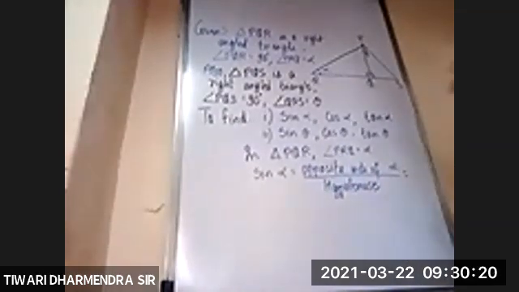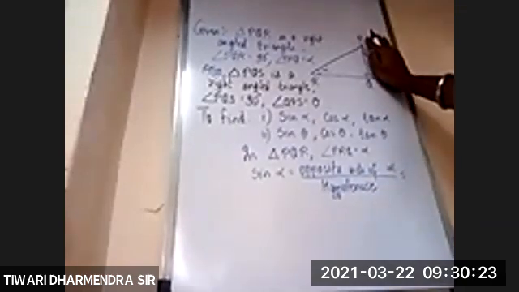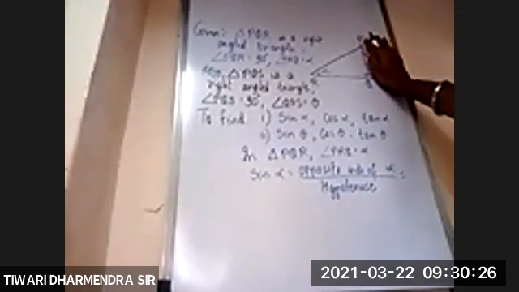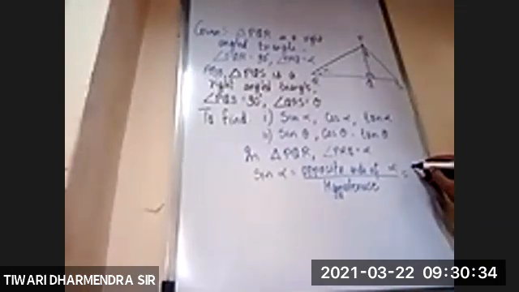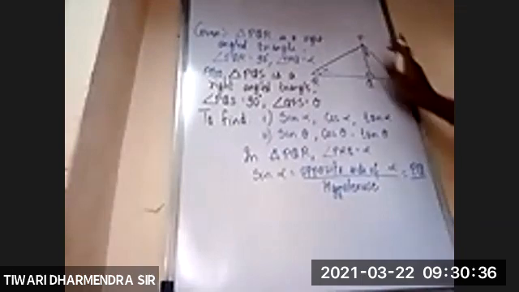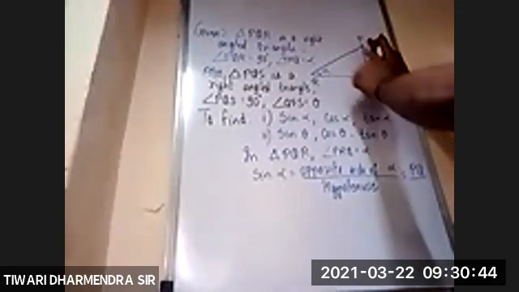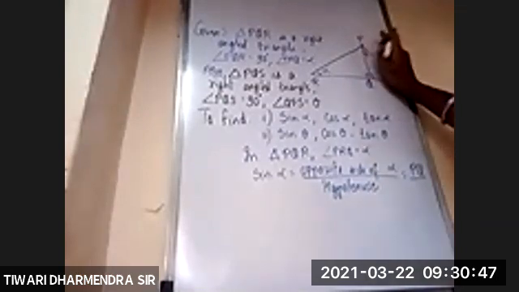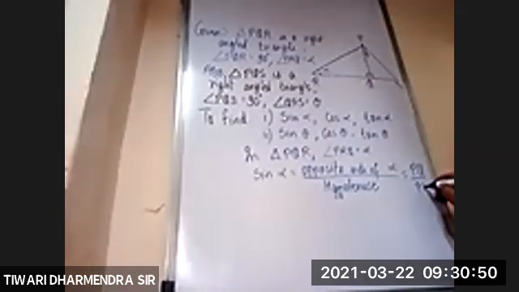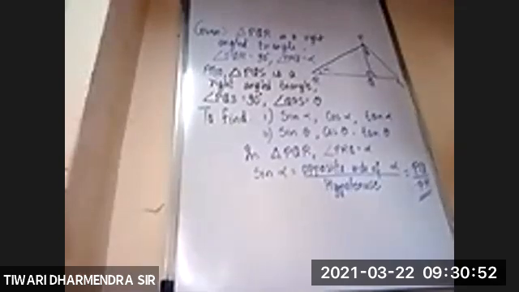So opposite side of alpha, just hide this triangle PQS. You can see side opposite to angle alpha is PQ, divided by hypotenuse. Angle Q is 90 degrees, so side opposite to 90 degrees is the hypotenuse, so PR. Yeah, this is the answer. As there's no value mentioned, we will consider this only.